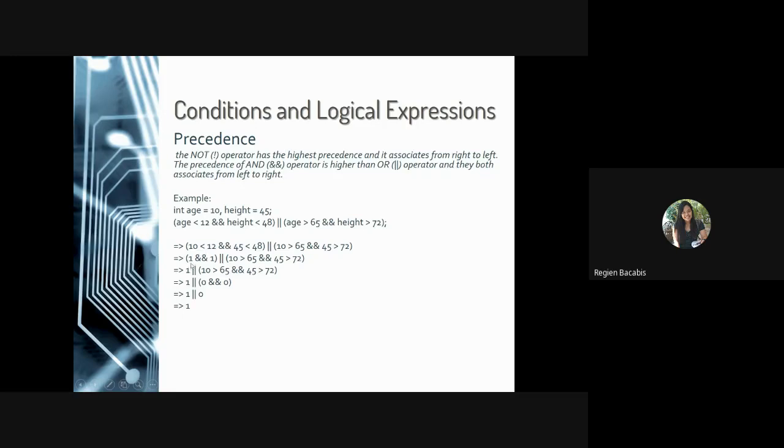So, in this case, since this is true, and this is true, the answer for this is 1 and 1, or true and true is true. So, muna siyang 1 diri. Now, let's proceed sa second, diri sa kaduha. Since nakakuha naman tag result diri, again, left to right man ta. So, nahuman na ta sa left side, dinhi na punta sa right side. So, we have 10 greater than 65 and 45 greater than 72. This is all false because 10 is not greater than 65 and 45 is clearly not greater than 72. So 0, or false and false is always false. So we have false as a final answer.